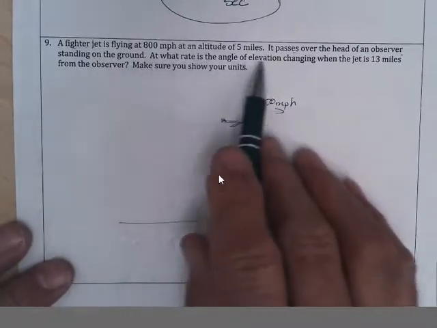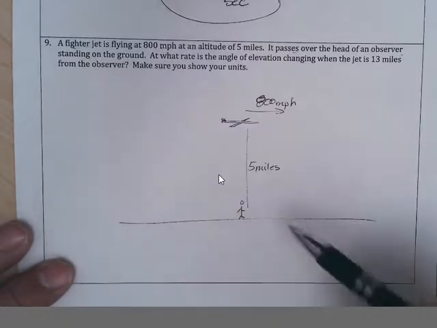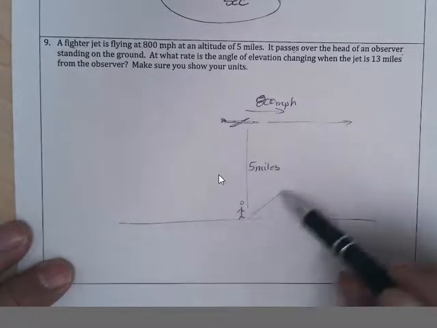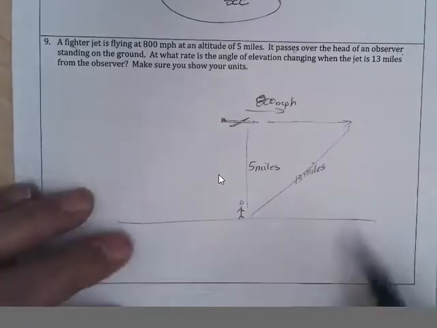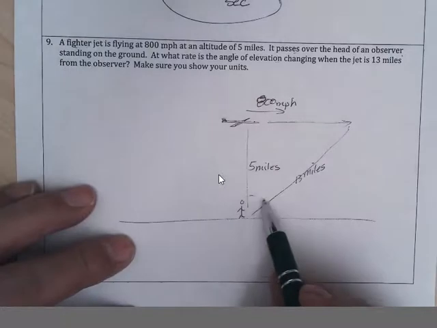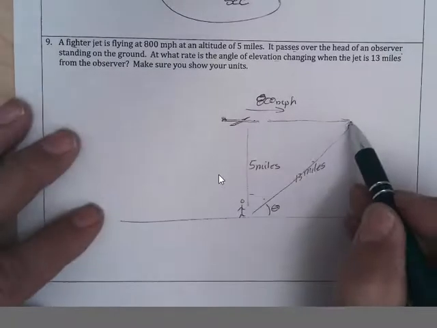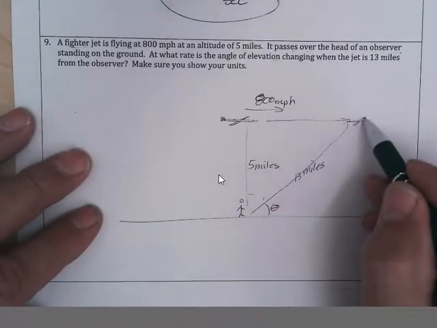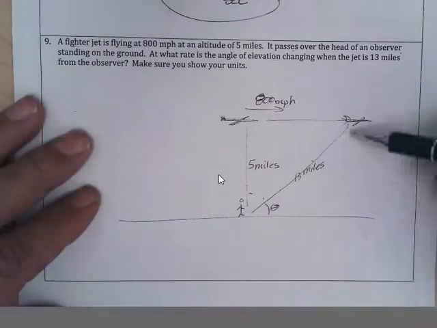At what rate is the angle of elevation changing when the plane is 13, so it's moving here, 13 miles from the observer? Angle of elevation. That's not this angle, but this angle. So the plane's going to be over here or over here. Doesn't matter which way you want to make it fly. I'm making it fly left to right. My little jet. It's still 5 miles high.